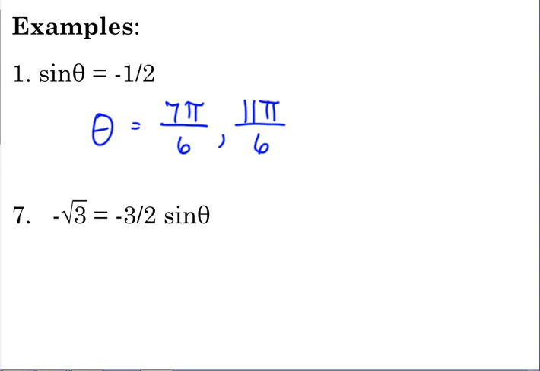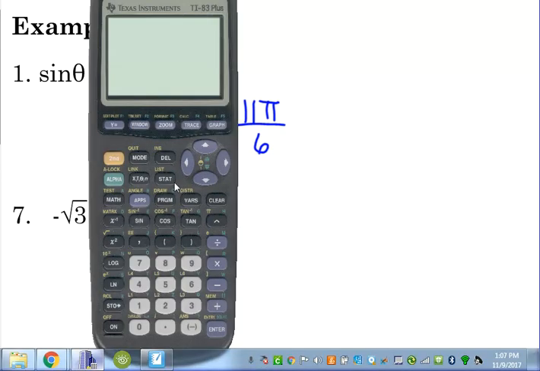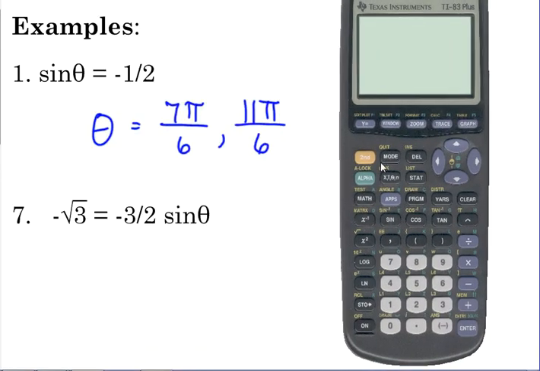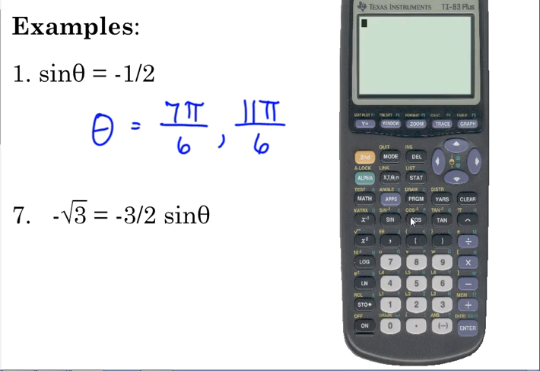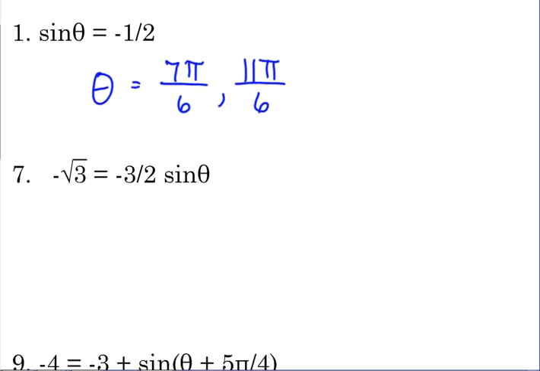You could check it in your calculator by putting it in radian mode. Most of them typically are in radian mode because y'all like to reset them a lot. 7 pi over 6, okay, it gives you -1/2. Right? 11 pi over 6 will give us the same value. Okay, so that's a really simple example.